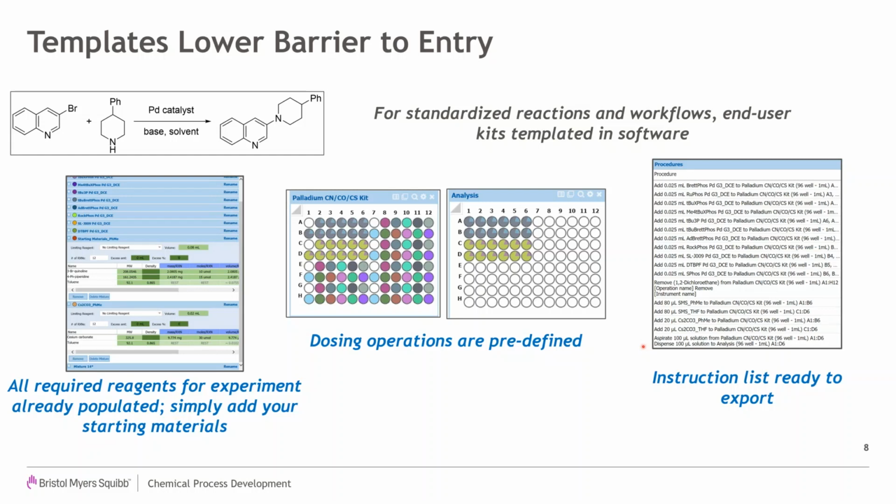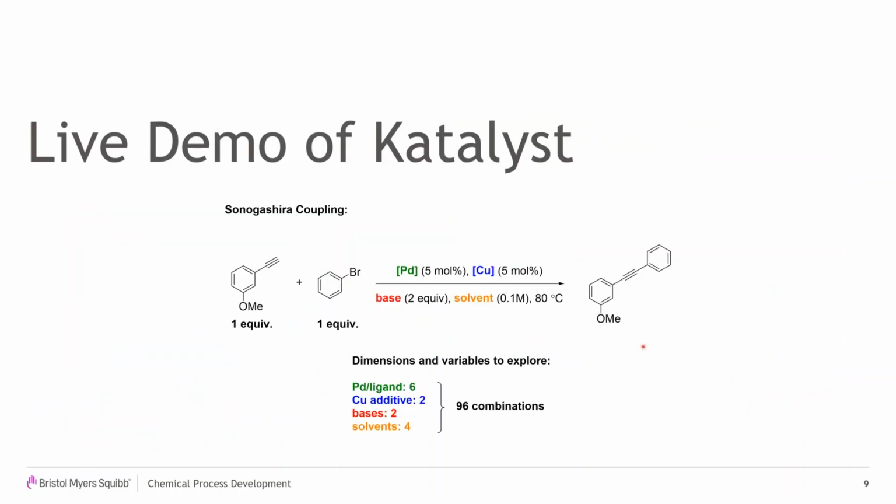So to really demonstrate how useful this feature can be, I wanted to take this opportunity to make a live demo of the software. As an example, say a chemist needs to run this type of coupling reaction, a Sonogashira coupling between these two starting materials to make this product, and they want to evaluate all of the variables. An end user who might not be familiar with how to set up an HTE experiment could find this a daunting task.